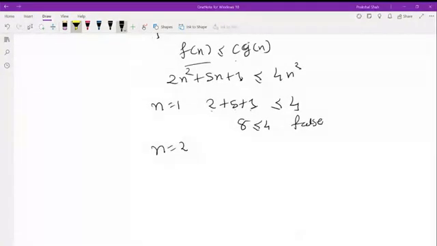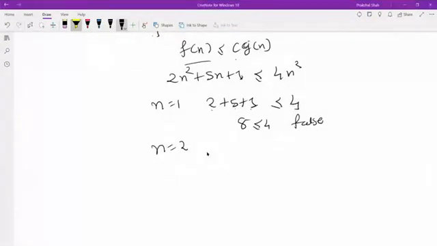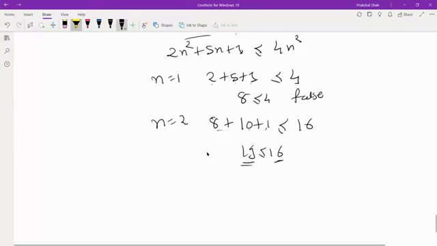For n equals 2, if I put it here, 4 times 2 is 8, plus 10 plus 1, less than or equal to 4 into 4, 16. 18 plus 1, 19, less than or equal to 16. Now if you see, your difference is decreasing. So you have to try for n equals 3 also.